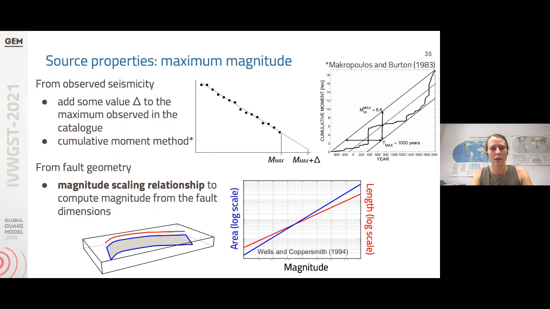The final method is computed from fault geometry, or the structures upon which the earthquakes are assumed to happen. And this is done using magnitude scaling relationships that are empirical equations based on dimensions of the faults, and using those to compute the magnitude that should occur if the full fault is to rupture at once. These have been trained by observations of past earthquakes that have been studied in detail.